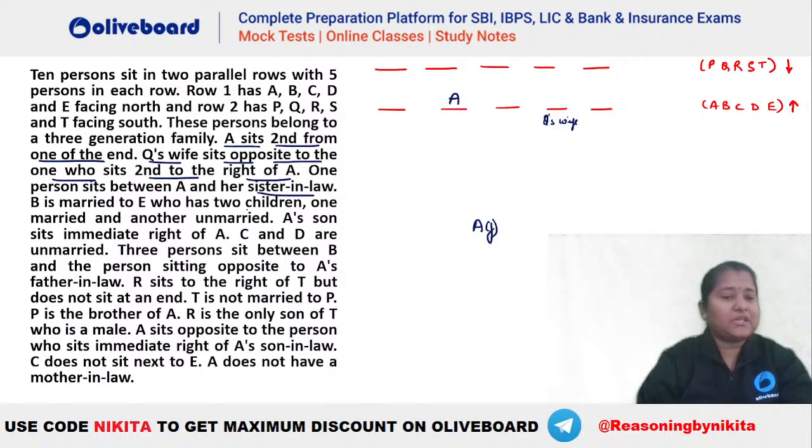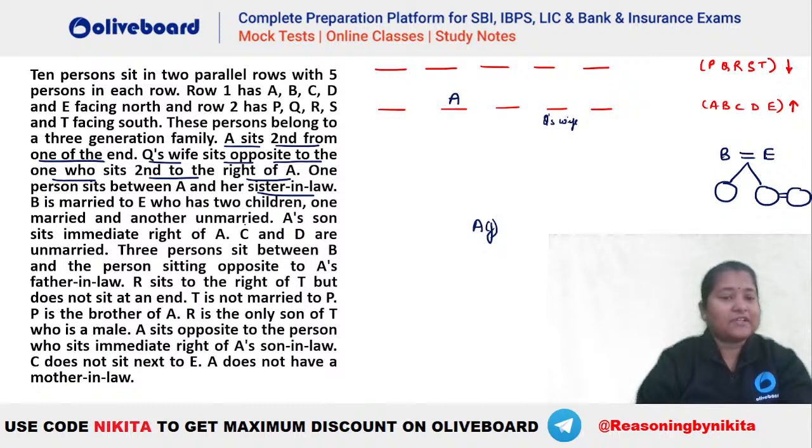B is married to E, who has two children. So let's draw that. B is married to E, who have two children. Let's say one child here, another child here. One married and another unmarried. So that means there is one person who is married here and one child who is unmarried.